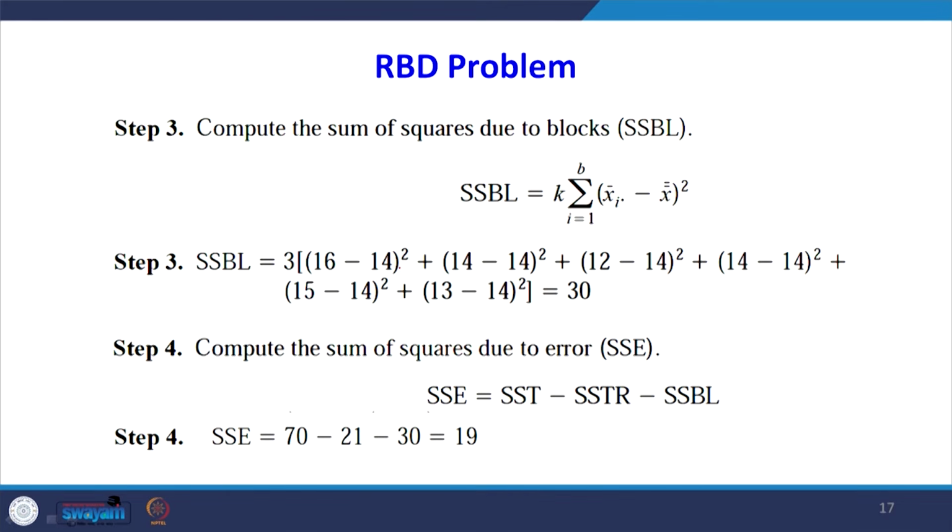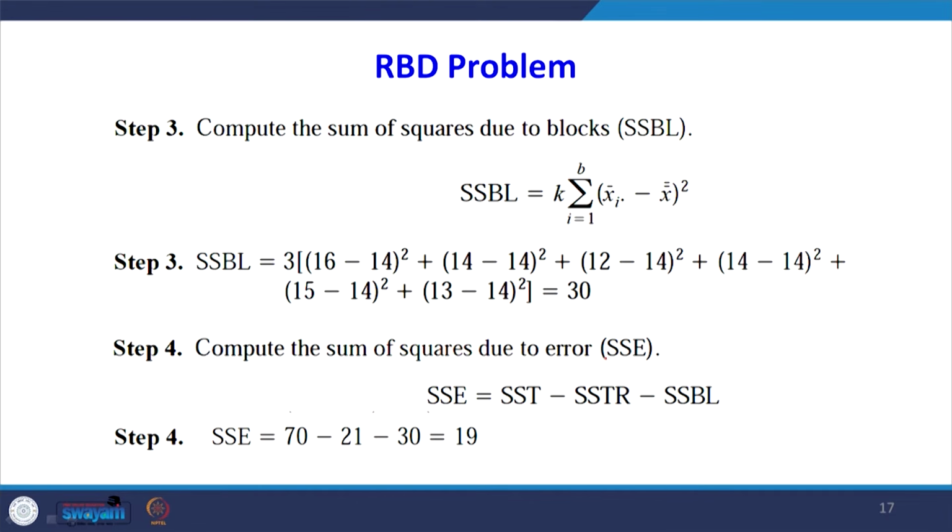Yeah, (16 minus 14) whole square plus (14 minus 14) whole square plus (12 minus 14) whole square plus (14 minus 14) whole square plus (15 minus 14) whole square plus (13 minus 14) whole square, that is equal to 30. So, this much variance is due to blocking, this much sum of square. So, compute the sum of square due to error term.